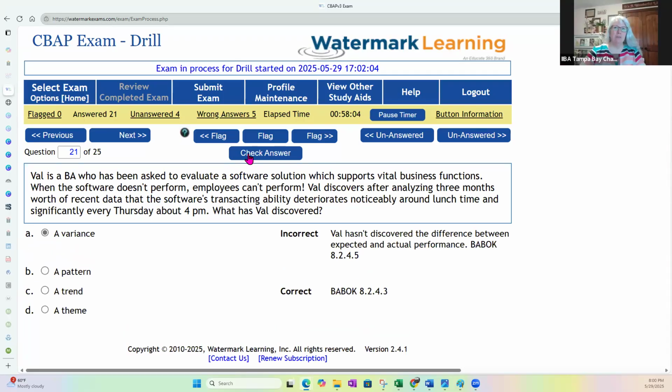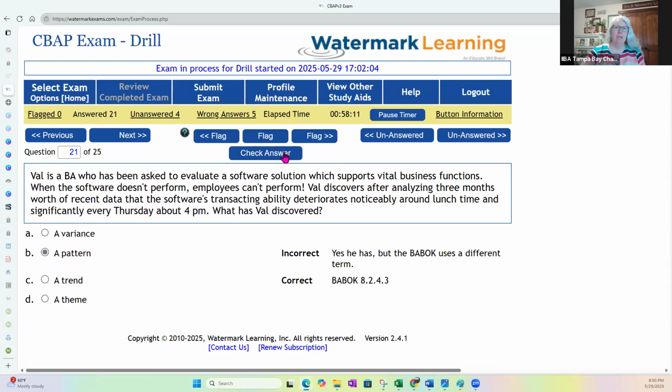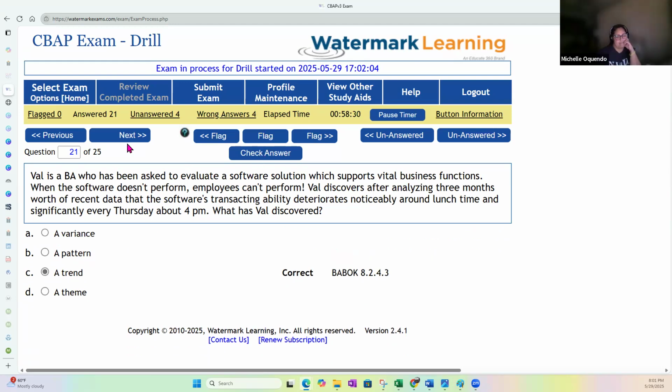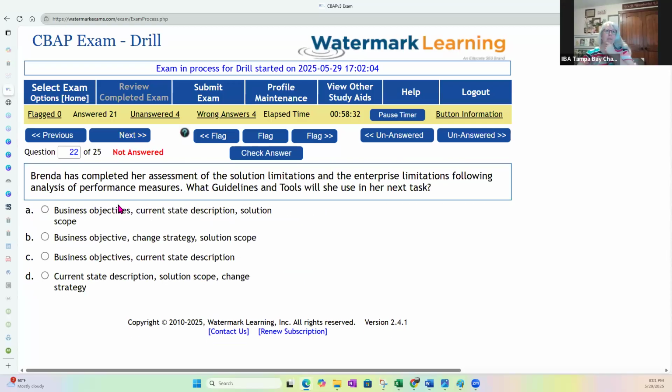Val isn't discovering the difference between expected and actual performance, which would be a variance. And yes, he has, but the BABOK uses a different term. Val is a he, guys. I didn't know that. So it is a pattern, but the BABOK calls it a trend. Why does it trend? Yeah. Use the words of the company.